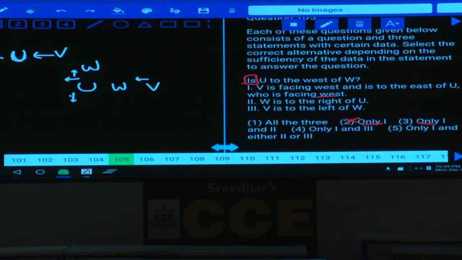If W is here, is U to the west of W? Am I getting the answer or not?